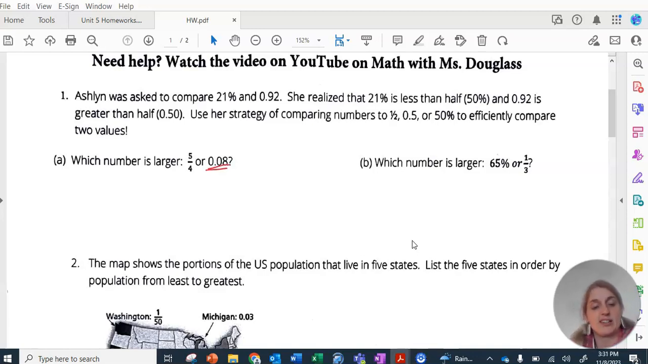This one I can see right here is a lot less than 1/2. Is this one bigger or smaller than 1/2? So you're going to write your answers like this. 5/4 is bigger than 1/2 because 2/4 is 1/2. So that one is definitely bigger than this one. So you're going to compare them using inequality symbols.